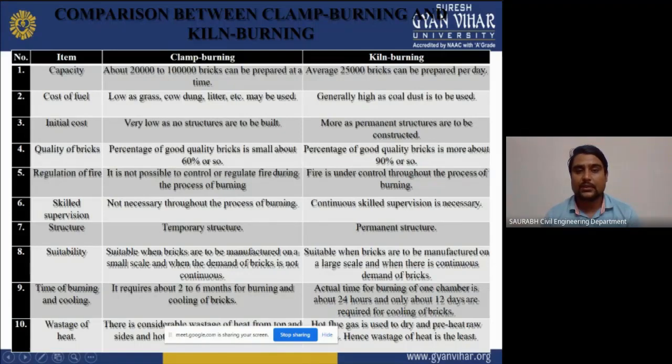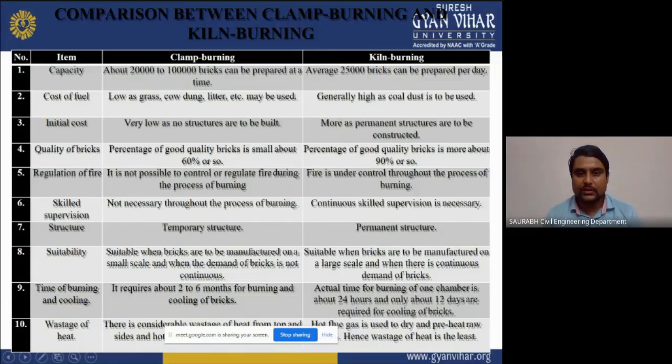If you look at the cost of fuel, in clamp burning they require low-grade fuel; cow dung we can use, and a little cow dung we can also use in the clamp burning. And in clean burning, generally high-grade fuel such as coal dust is to be used. Now come to the initial cost. Very low, as no structure needs to be built. In clamp burning, you do not need to prepare a structure for the burning of bricks. In clean burning, it is more, as permanent structures are to be constructed.